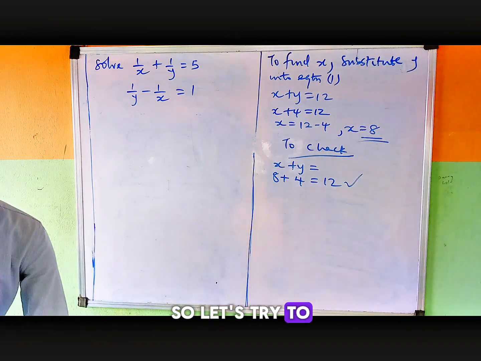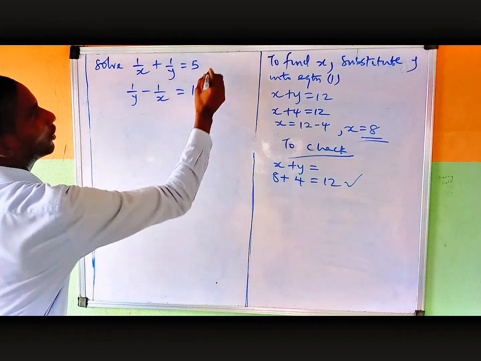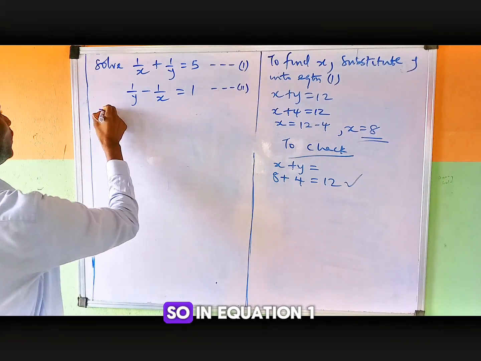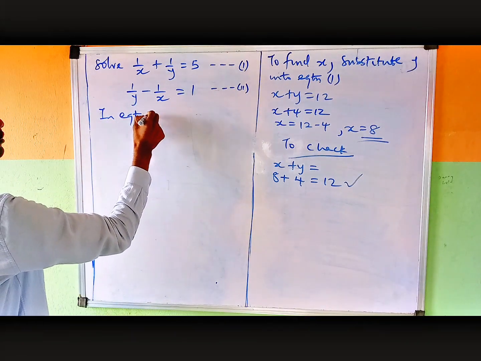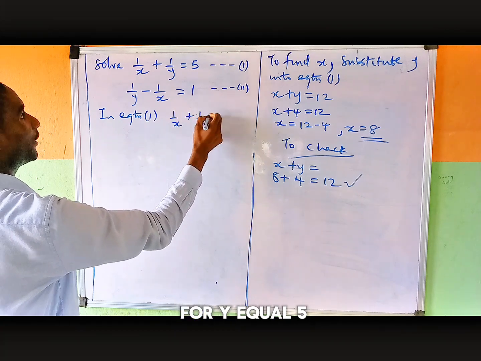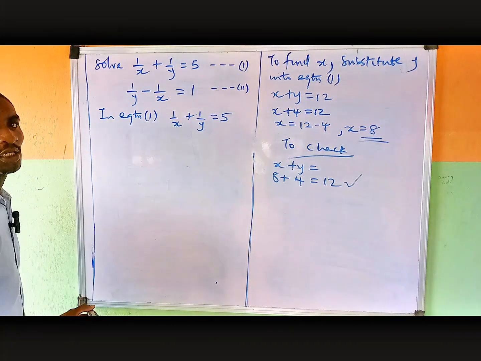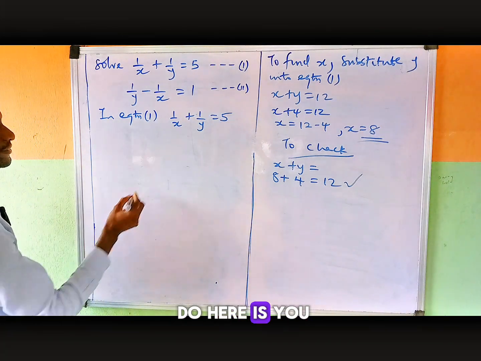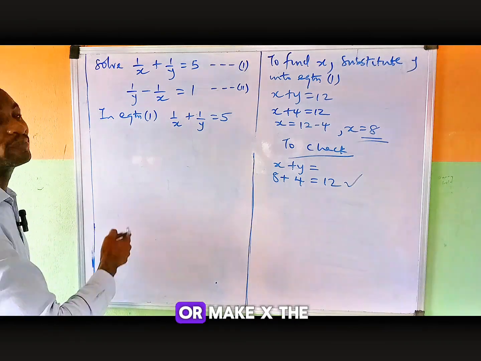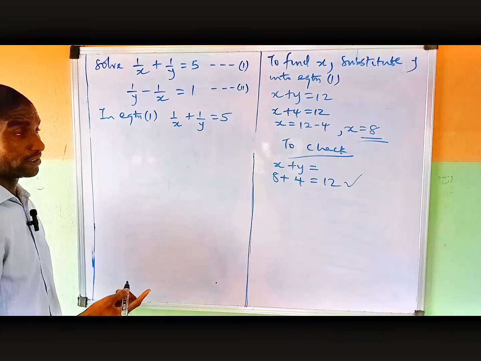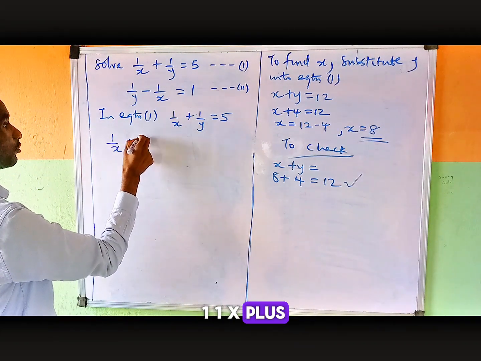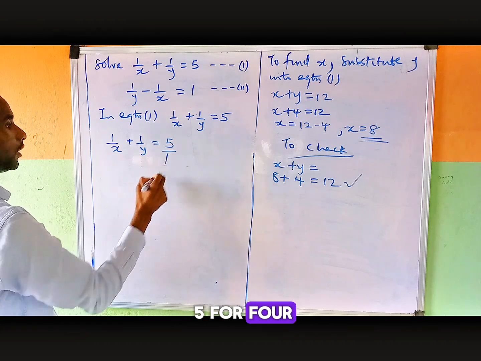So let's try to answer this question. You label it equation 1, you label equation 2. So in equation 1, you have 1 over x plus 1 over y equals 5. So what you want to do here is make 1 over x the subject of formula, or make x the subject of formula. Yes. So you have 1 over x plus 1 over y equals 5 over 1.